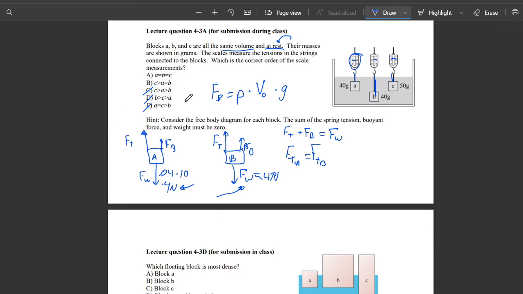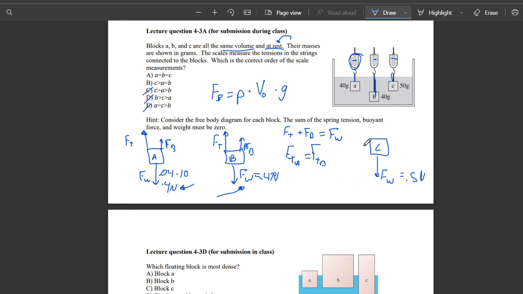And now let's consider box C. So if we were to write out box C, the force of weight acting downward is equal to 0.5 newtons, because 0.05 kilograms times 10 for the 10 meters per second squared is equal to 0.5 newtons.